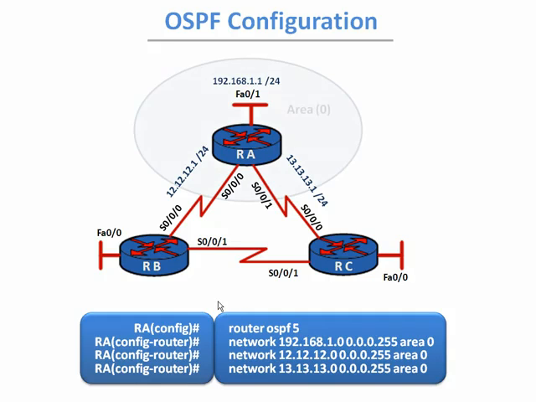So with all those commands, we basically configured OSPF on router A, and we made all the interfaces of router A belong to area 0.